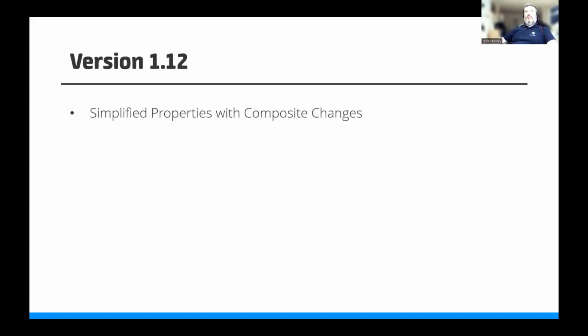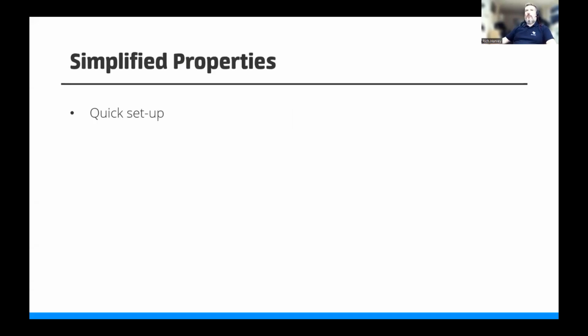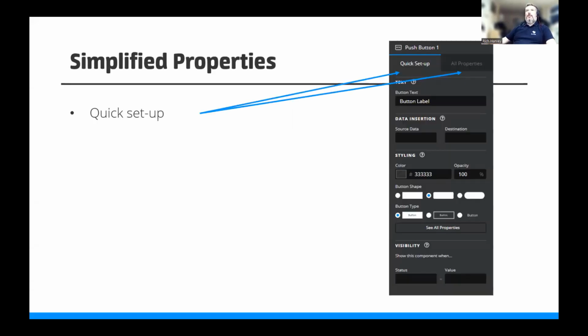So the first one that comes to mind, which I know was a big driver from Mel from a user experience perspective, was the introduction of simplified properties and composite changes, but we'll explain a little bit about what they actually are in a second. So simplified properties, or quick setup, was added into the product. When you add a component now, you have your property panel on the right hand side, and you have 2 tabs. You've got quick setup and you've got all properties.